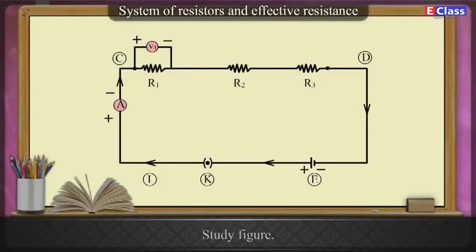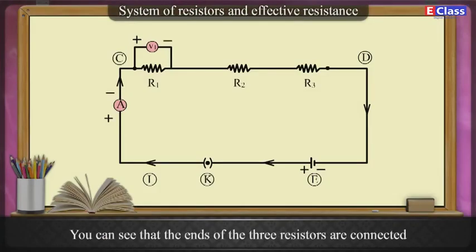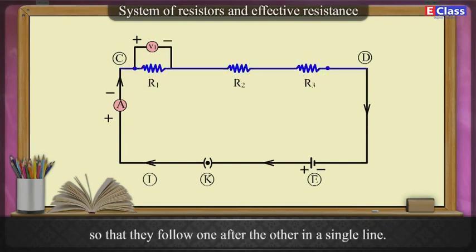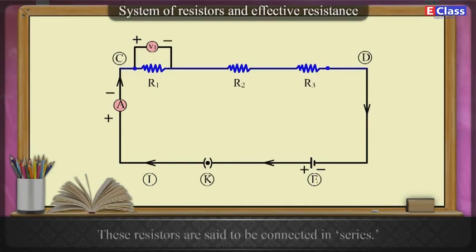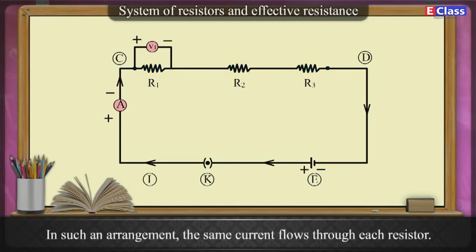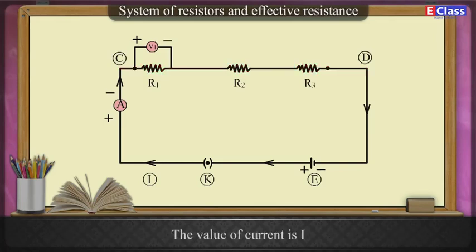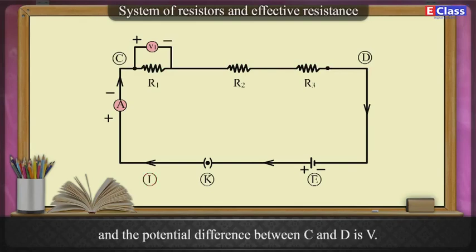Study the figure. You can see that the ends of the three resistors are connected so that they follow one after the other in a single line. These resistors are said to be connected in series. In such an arrangement, the same current flows through each resistor. The value of current is I, and the potential difference between C and D is V.